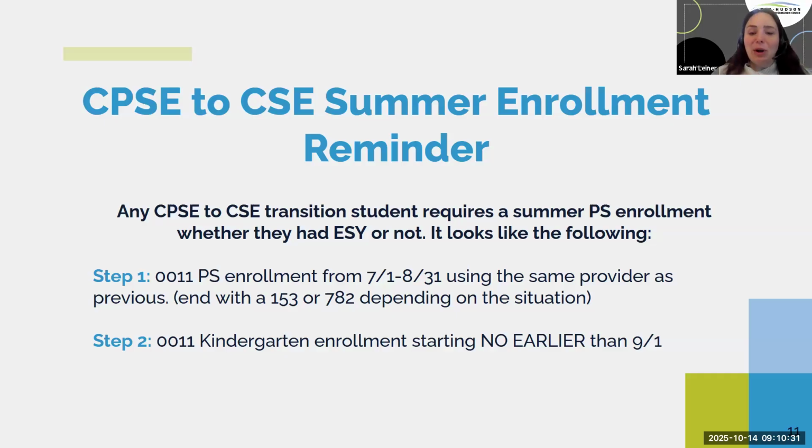The second important part of this is that kindergarten enrollment cannot start any earlier than 9/1 because, as I just said, they're still considered preschool the summer before. So if you start that kindergarten enrollment, say the day after ESY services have ended, you're going to get an error because they're still reporting a preschool disability when you're trying to report a kindergarten enrollment. So those are the two main takeaways from this. The entire summer, we need a preschool enrollment, and kindergarten enrollment starts no earlier than 9/1.